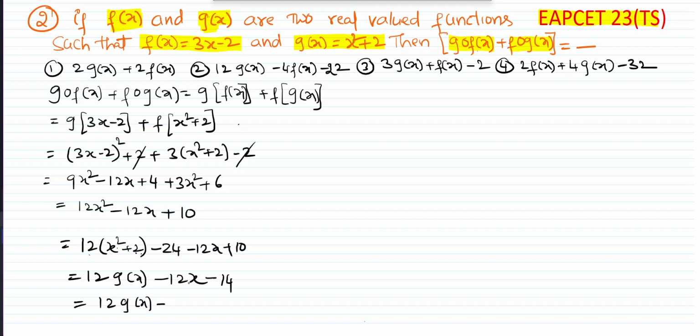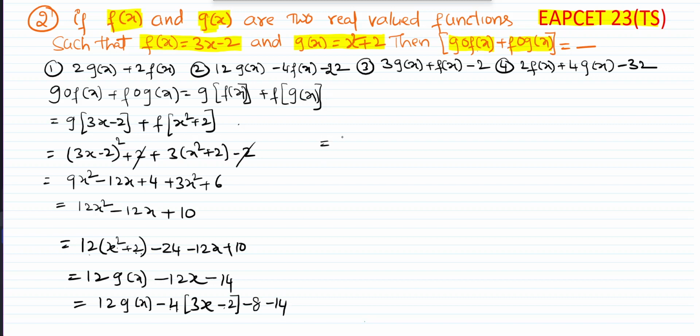Now this is converting into f of x. Here take minus 4 common. This is 3x. That is 4 into 3x, 12x. Here is minus 2. This is minus 4 into minus 2. Plus 8 is added. Subtracting 8, minus 14.